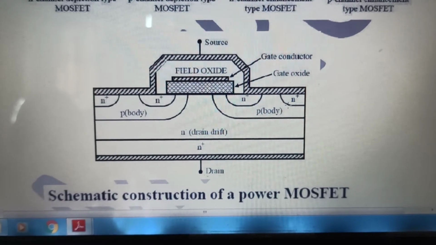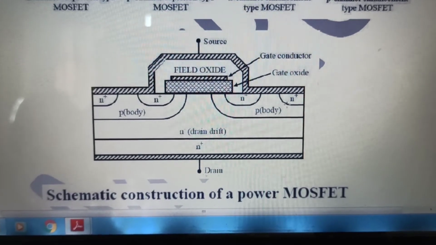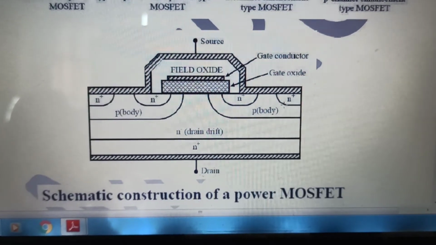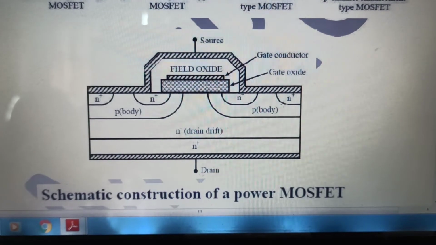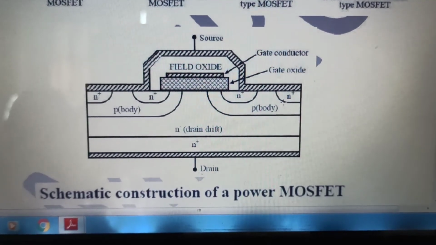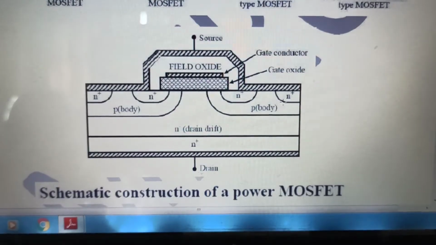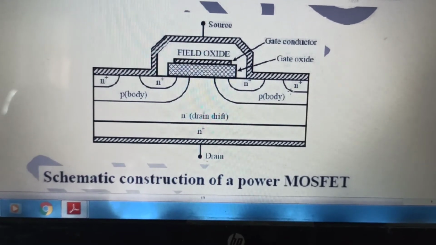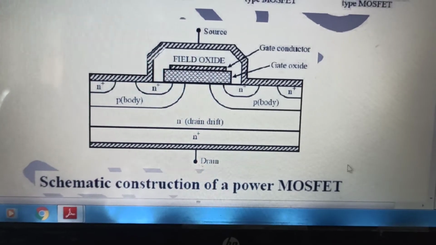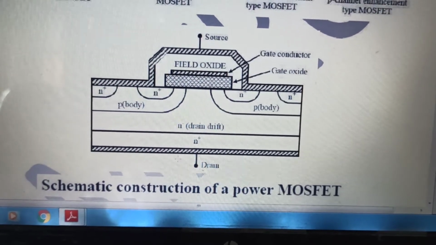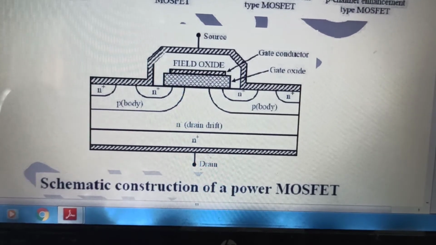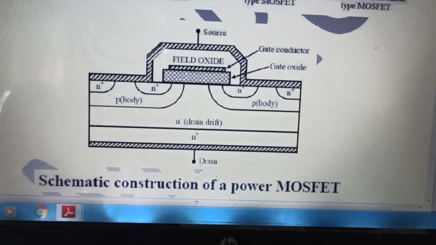Now coming back to the body part, that is P. So we have the N plus and P regions. After that comes the N minus, that is the drain drift region. It is quite evident that it is in the drain drift region where the layer will be formed and the conduction will commence. And this is the last metal connected to the drain part.